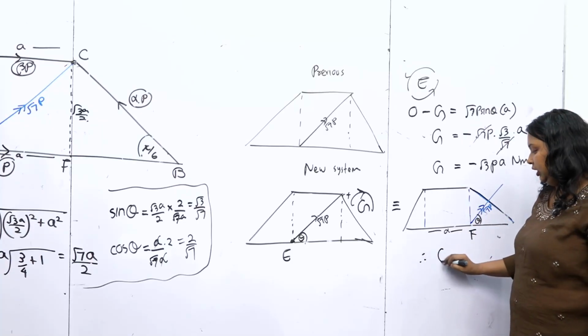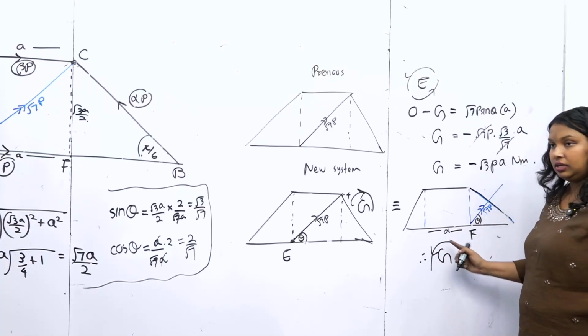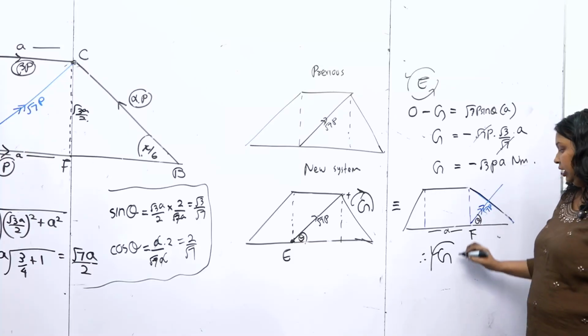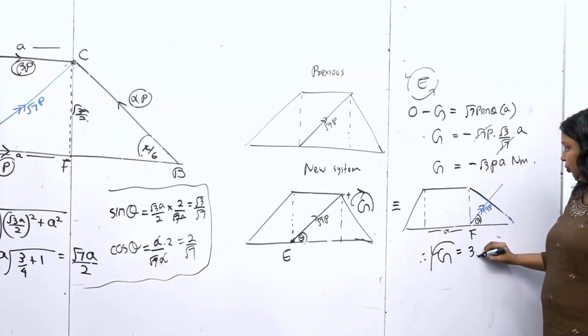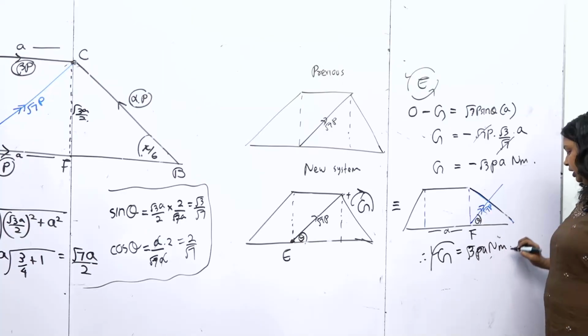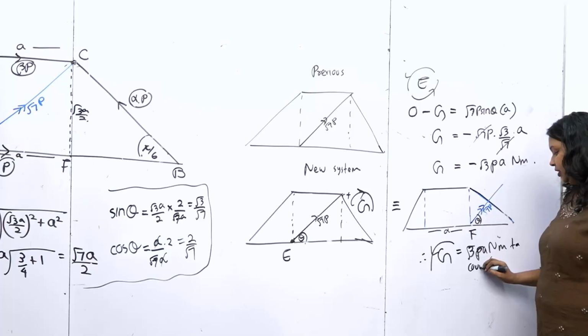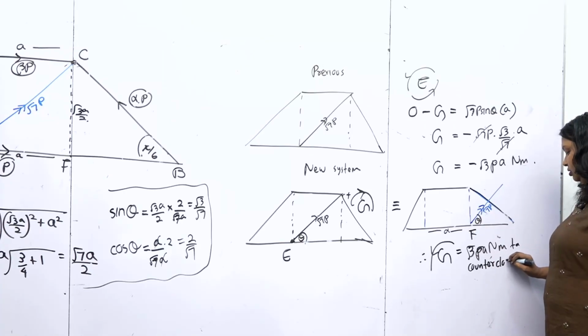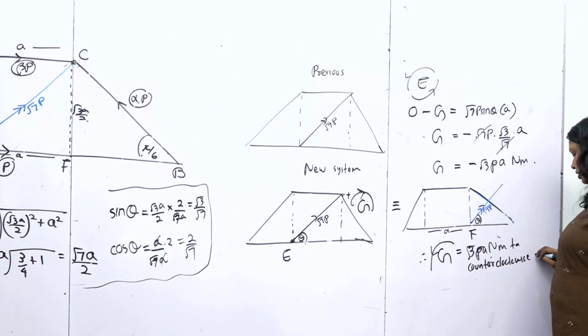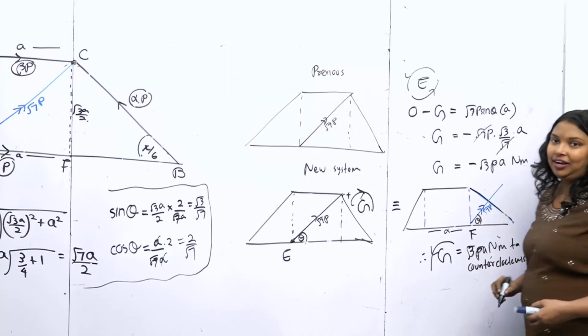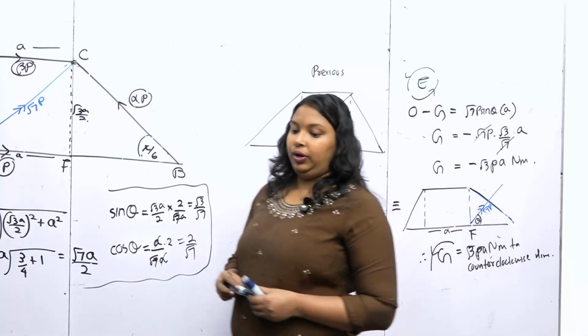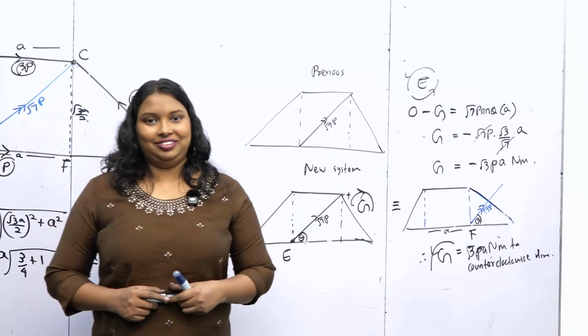Therefore, g is a couple in this direction of magnitude root 3 p a Newton meters, right? To which direction? Counterclockwise direction. Okay, right. So that's about the 2024 A level question. Right. Goodbye.